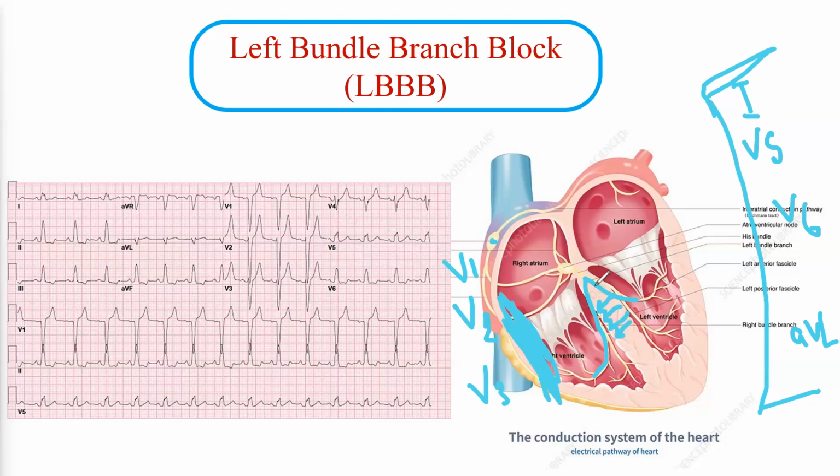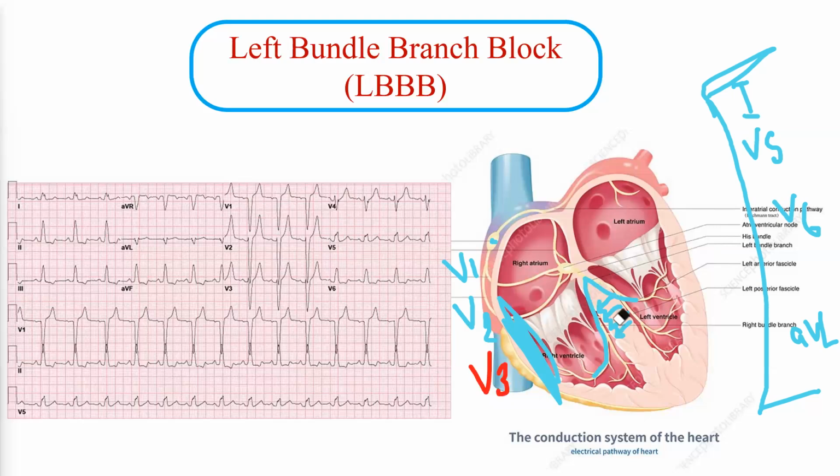Now, if we look here, when the impulse travels through the bundle of His and after that to the bundle branches, the electricity will activate the septum from the left to the right. So these electrical impulses are going away from the lateral leads. So on the lateral leads, I will see a small Q wave. The small Q wave is very prominent on lateral leads, V5, V6, lead 1, and AVL. This is important.